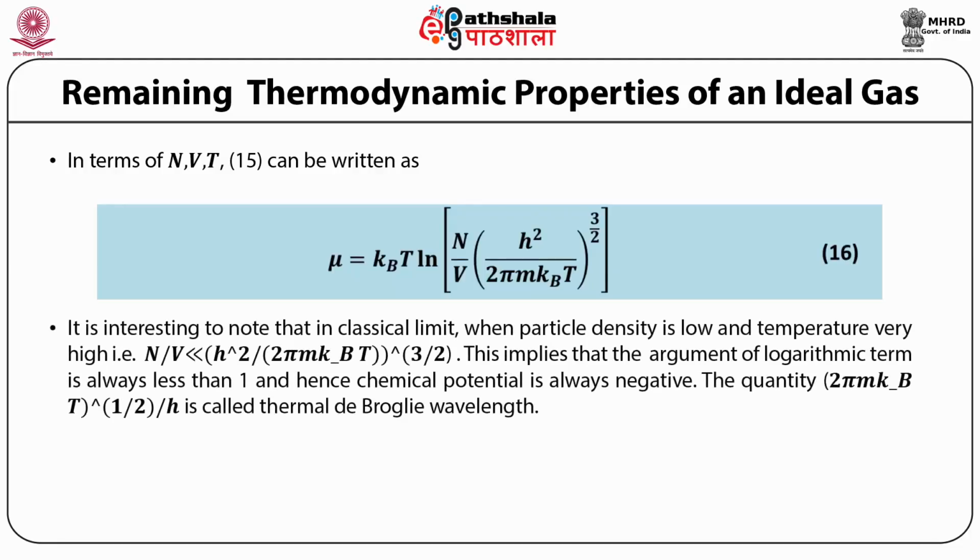It is interesting to note that in classical limit, when particle density is low and temperature very high, N upon V is very much less than h square upon 2 pi m kBT raised to power 3 by 2. This implies that the argument of logarithmic term is always less than 1 and hence chemical potential is always negative. The quantity 2 pi m kBT upon h square raised to power half is called thermal de Broglie wavelength, which we will see again and again in statistical mechanics.